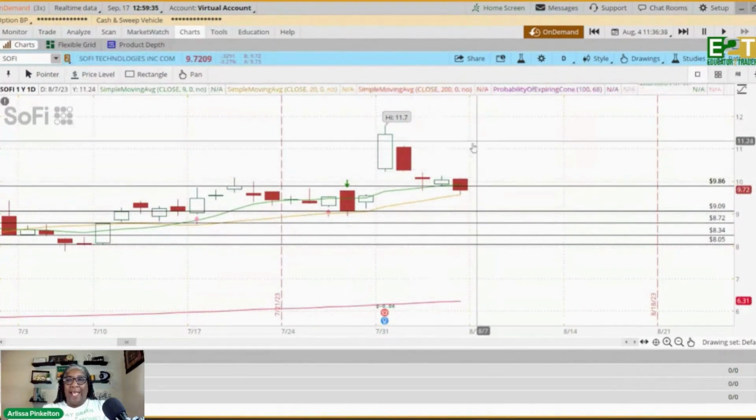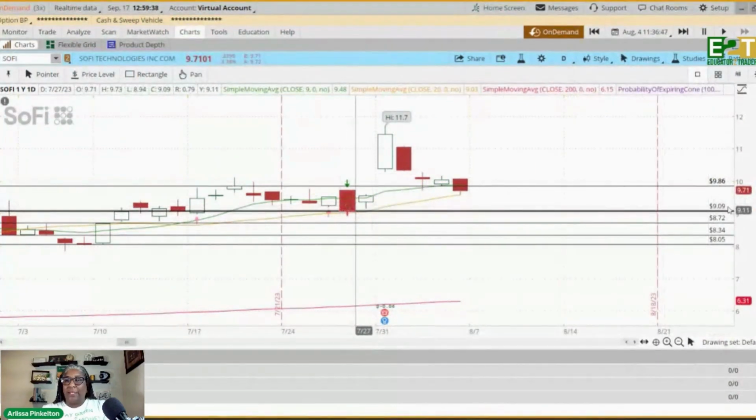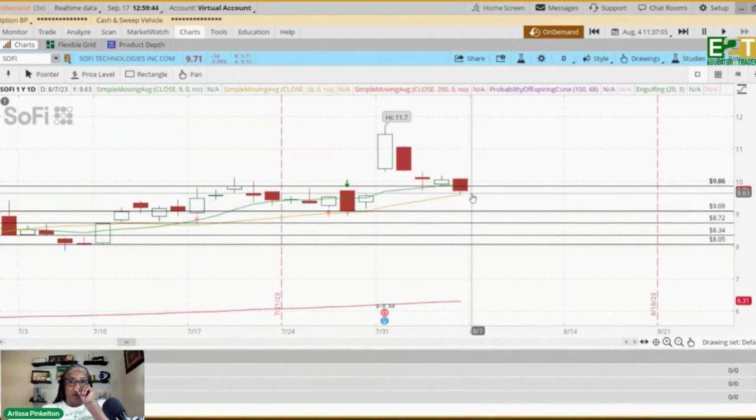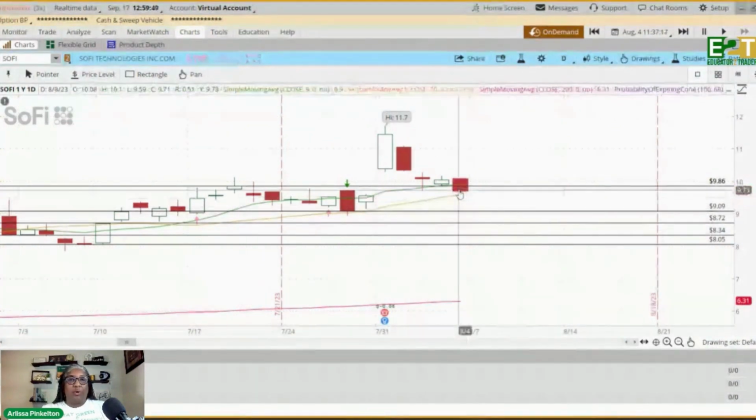What we have, if you look here, there's some support down at $9.09. 909 is a support area. So we've got a pretty big runway here, a little less than $1, but we got a decent little runway to allow this trade to run.